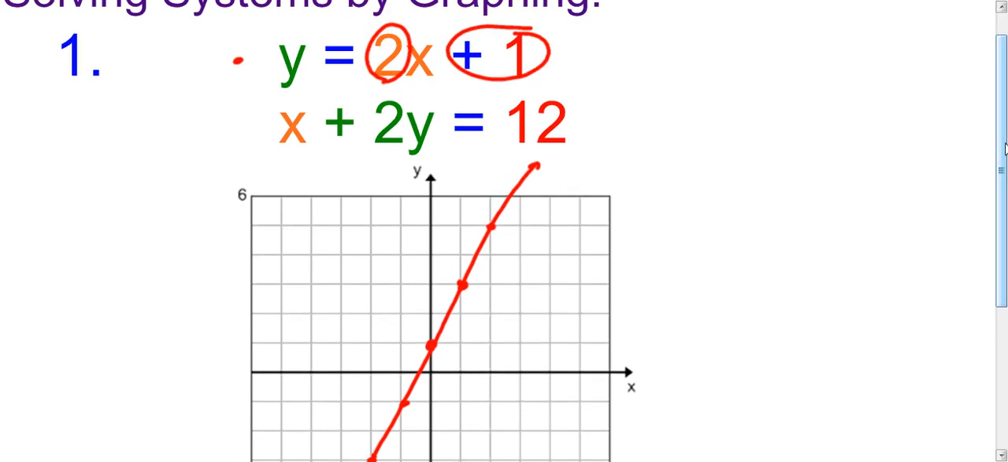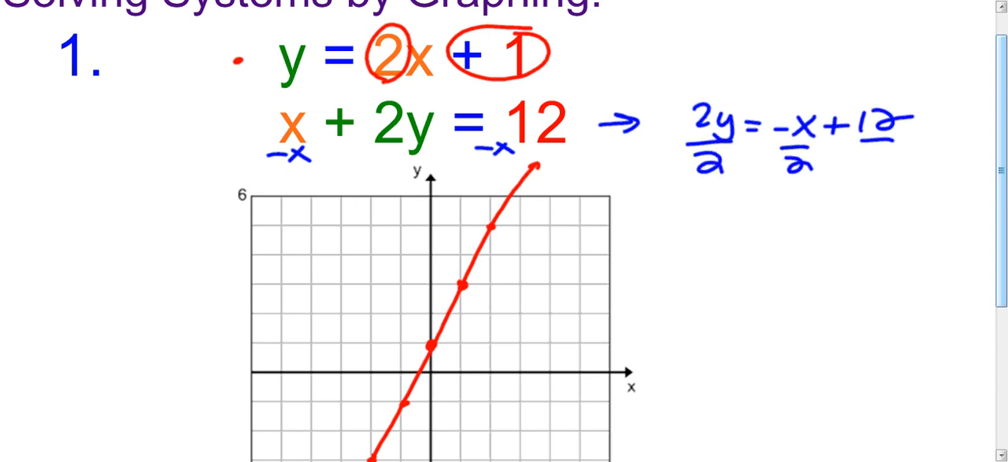Then the other equation is not yet in y equals mx plus b form, so I'm going to go ahead and get it into y equals mx plus b form. So I will subtract the x on both sides, which gives me 2y equals negative x plus 12. And then I'll go ahead and divide by 2 all the way across, so that y is negative 1/2 x, and then 12 divided by 2 is 6.